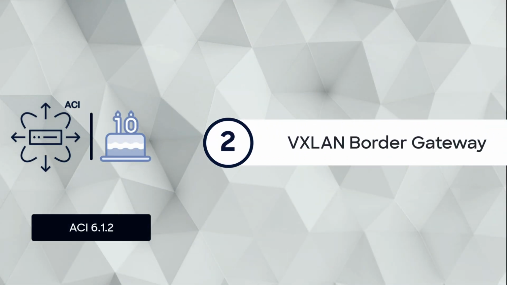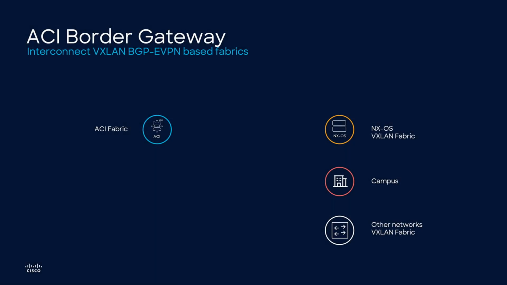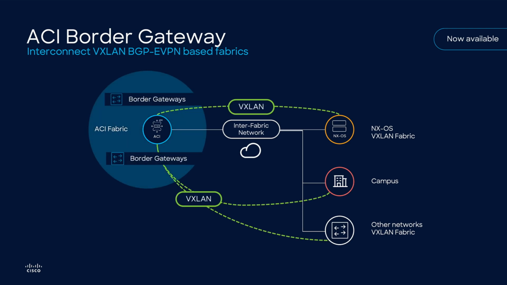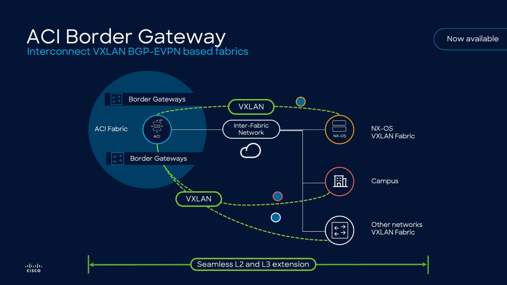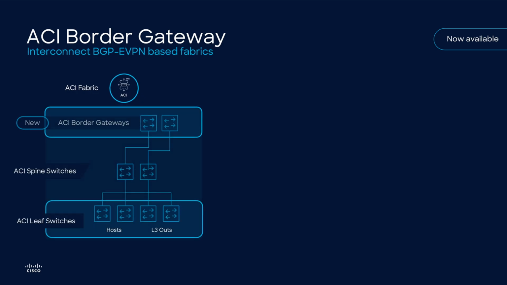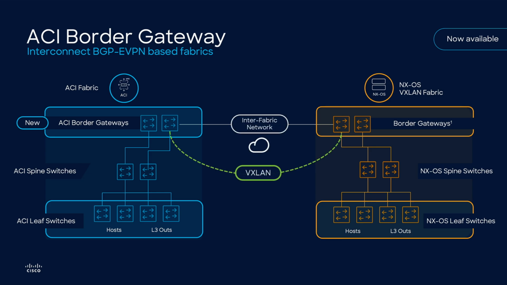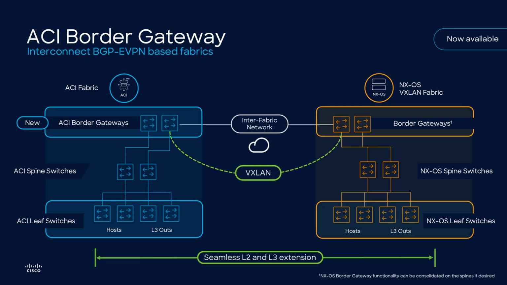2. ACI Border Gateways. Cisco ACI Border Gateways, introduced with ACI Release 6.1, are a powerful solution for interconnecting your ACI fabrics with other VXLAN EVPN networks. They serve as a bridge between different fabrics, enabling seamless Layer 2 and Layer 3 extension across your data centers. Think of it as a smart gateway that allows you to connect your existing ACI infrastructure with non-ACI environments, like NX-OS VXLAN EVPN fabrics, all while maintaining control and security.